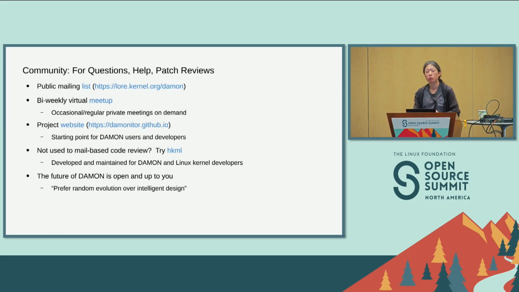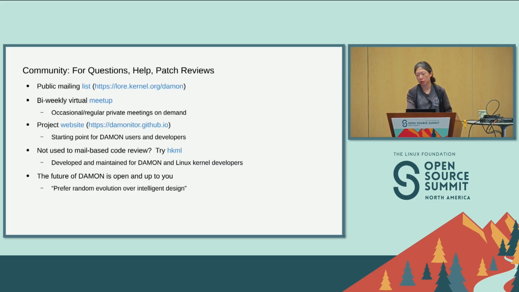And we have a community. We have a public mailing list called DAMON. We have a bi-weekly virtual meetup. And we have a project website that has every resource that you should need. If there is something that's missing there, please let me know. And also, if you are not used to mail-based code review, patch submission, or discussions, we also have our own tool for helping with that, called HKML. Not only for DAMON, it is also for general Linux kernel developers, but because I am developing and maintaining that, if any DAMON contributors have a problem with it, I will prioritize that.